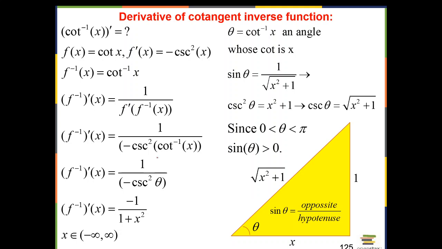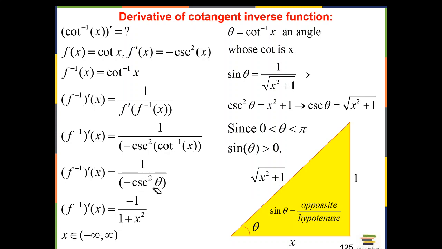Now again, cotangent inverse is an angle whose cotangent is what? Is x. Again, the same trick. Here, theta, and cotangent is adjacent over opposite, so x over 1, right? So if we set it up this way, then cotangent of this angle will be x. So now, cotangent inverse is actually theta, so this is negative cosecant squared theta.